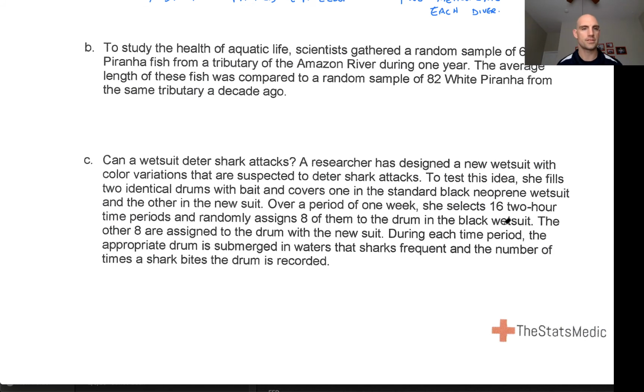Part B. To study the health of aquatic life, scientists gathered a random sample of 60 white piranha fish from a tributary in the Amazon River during 1 year. The average length of these fish was compared to a random sample of 82 white piranha from the same tributary a decade ago. So ask yourself, same thing being done to two groups, or same thing being done to one group, or two different things being done to one group? And I think what you'll see is this is a two sample T.